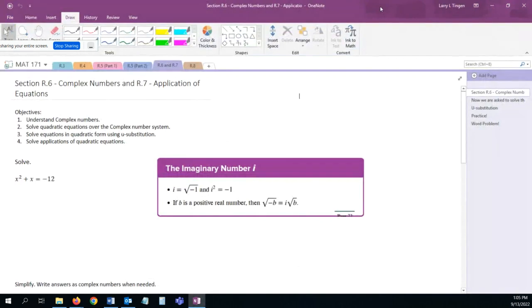All right. R6 and R7 are together here. R6 is getting into complex numbers, and R7 is applications. I just started the recording. Yes. So, complex numbers. This is our introduction to them. People always ask me, why do we have these? What's the point? The reason we have these is because they answer the question that we're asking.